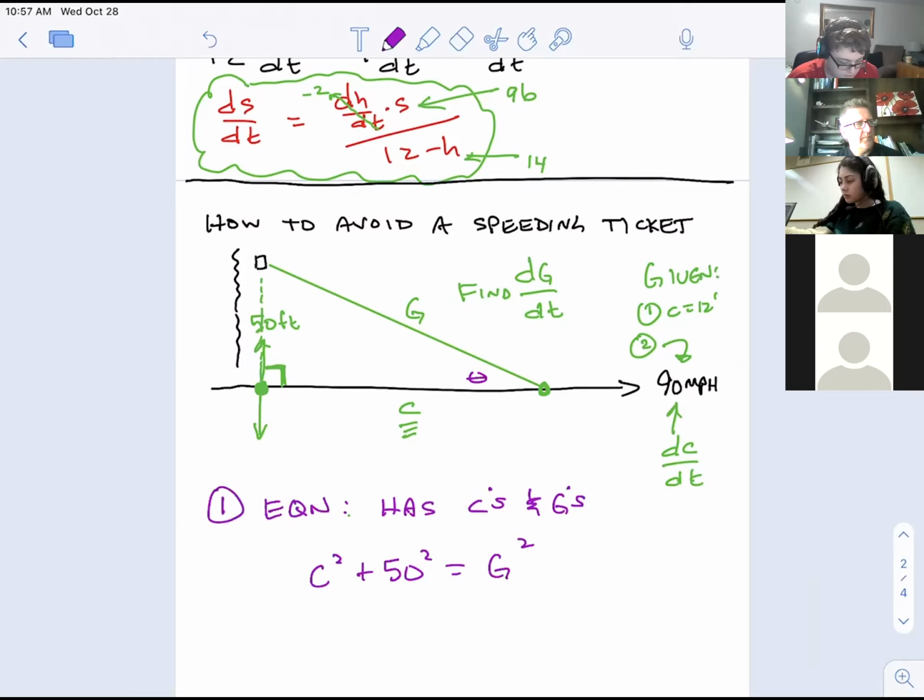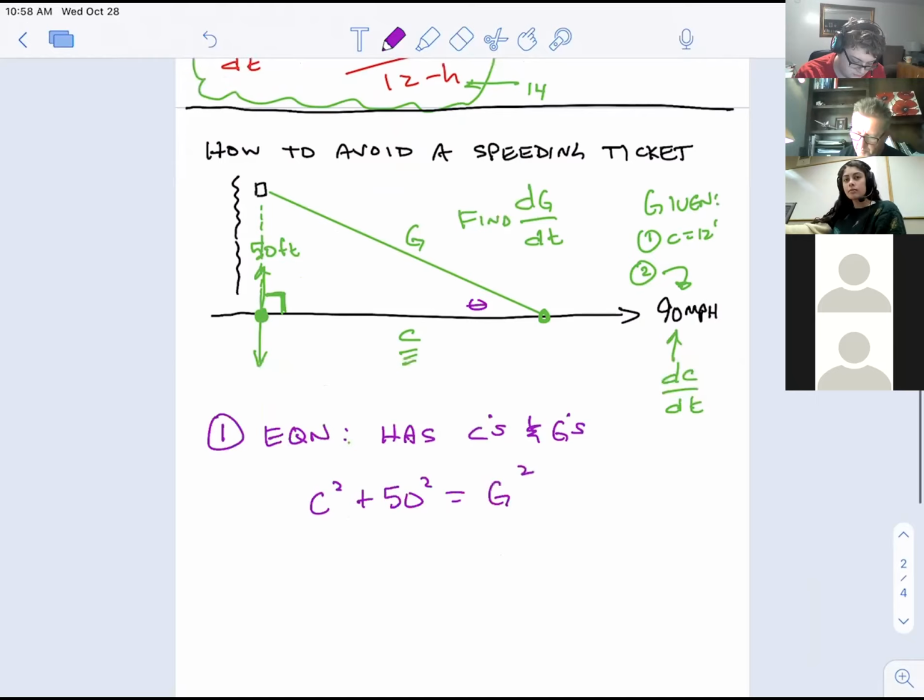And so this is going to do it. I found an equation that relates G and C and no other letters. I don't mind the 50 being in it because it's just a number. I do mind other things being in it if they're letters. So that's interesting. Great, mission accomplished.